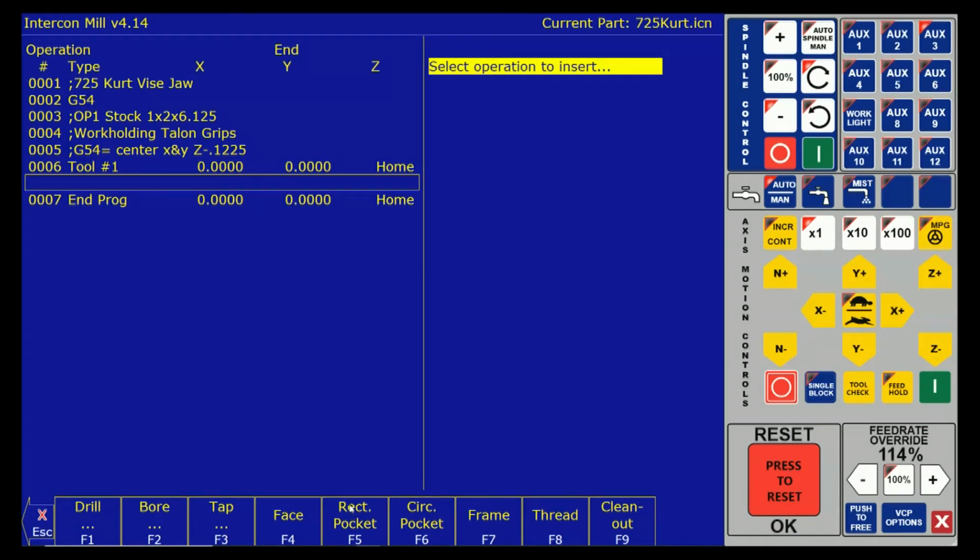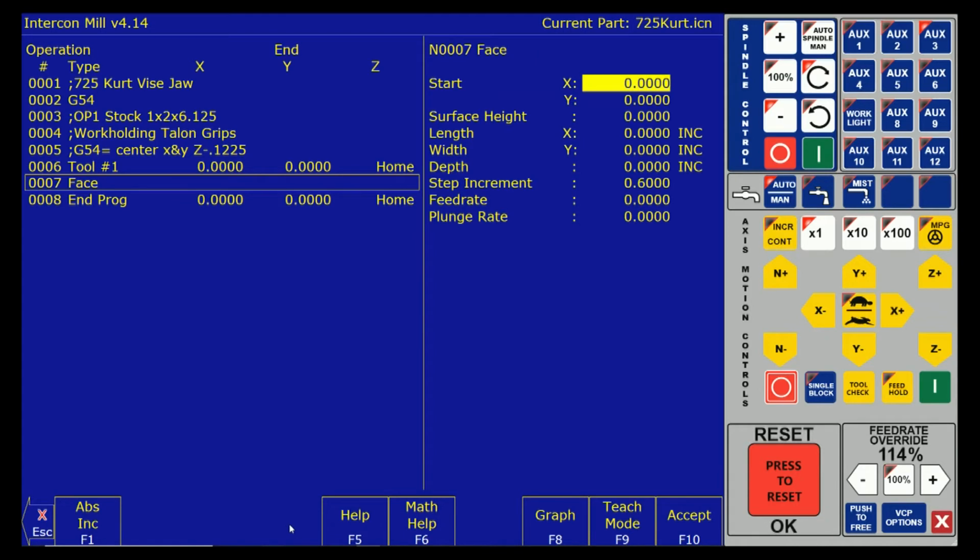When I press F5, the cycles that pop up are drilling, boring, tapping, face, the one we're going to use, rectangular pocket, circular pocket, frame, thread, cleanout. Okay, so keep it simple. We're going to choose F4 face. Blank program here. So, start position. There's something I need to call out to you here.